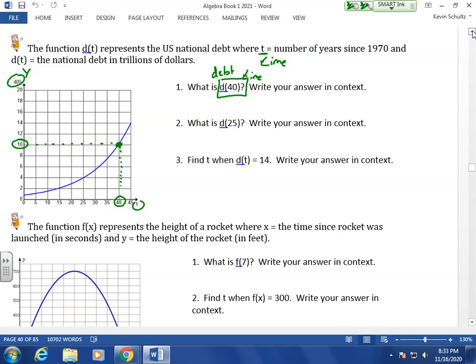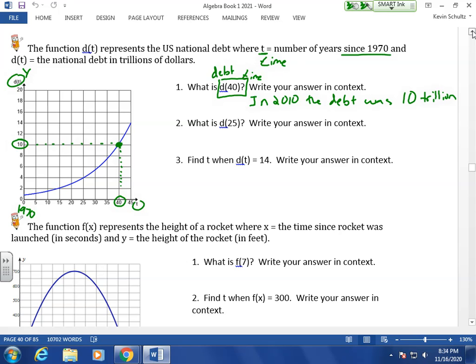Which in context means that 40 years from 1970, because remember here, t is the years since 1970, so this 0 here represents the year 1970. 40 years after that is 2010. So in context, in 2010, the debt was $10 trillion. Okay.